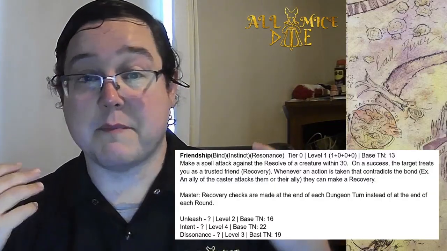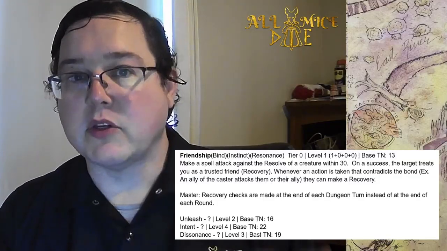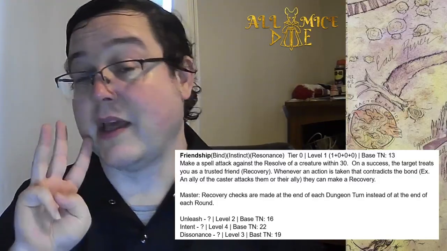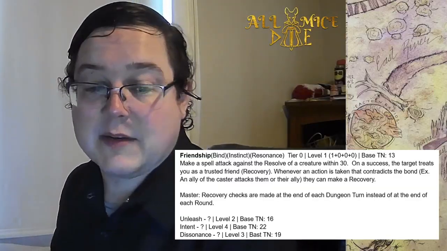Lastly, we can flip the manifestation into dissonance, which again, we don't know what it does, but we do know whatever that effect is going to be, it's going to be level 3, and the base number we're looking for is 19. Okay, so we did a little adventure about how we can discover a spell. Can we explain it in more detail?